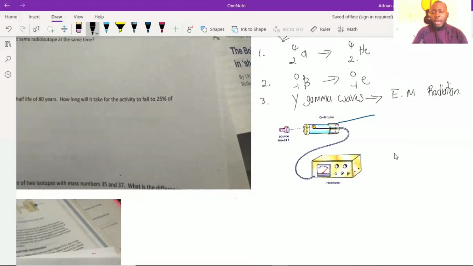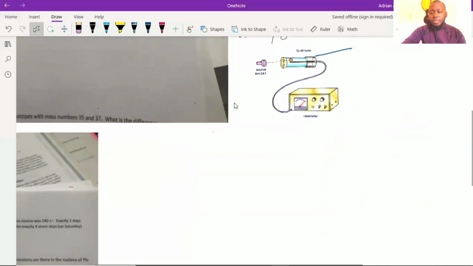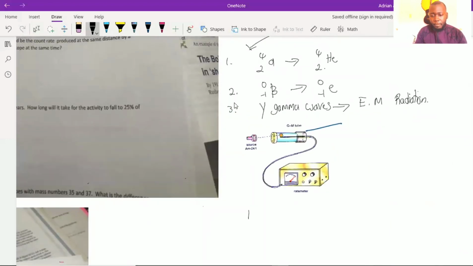All right, so we understand what the question meant by a Geiger counter and of course what is radiation. Something interesting is mentioned here, and that is the activity corrected for background radiation. Background radiation, what is that? Well, let me just put the term down here. It's simple. Whenever you are measuring the radiation coming from a source, what enters the tube is not just the radiation from the source, but also other sources from the Earth's atmosphere or from metals in the Earth. And all of this together is what will be read.